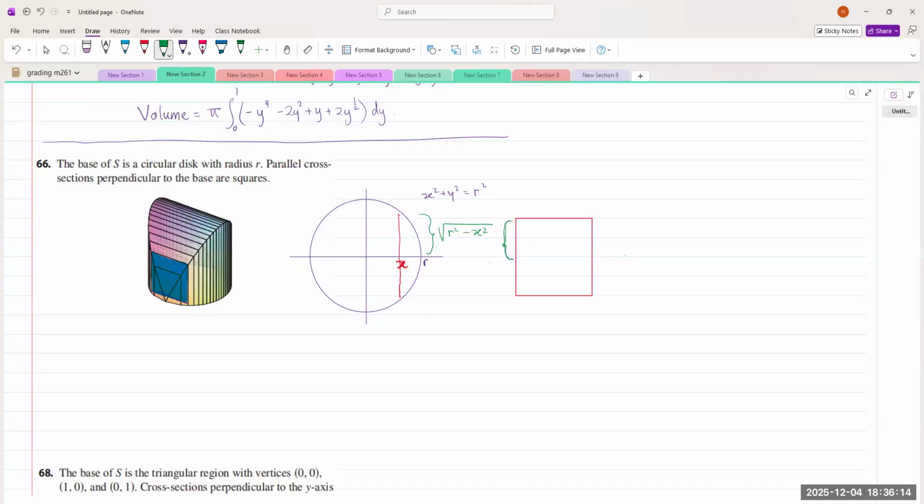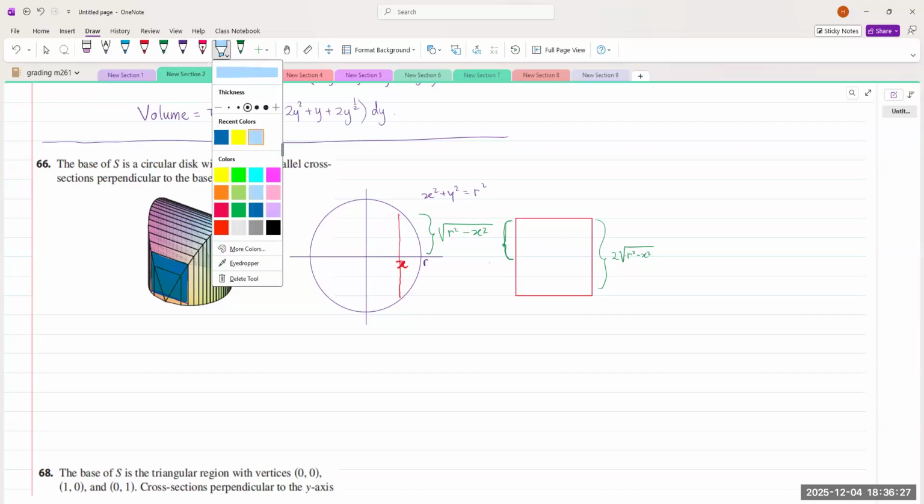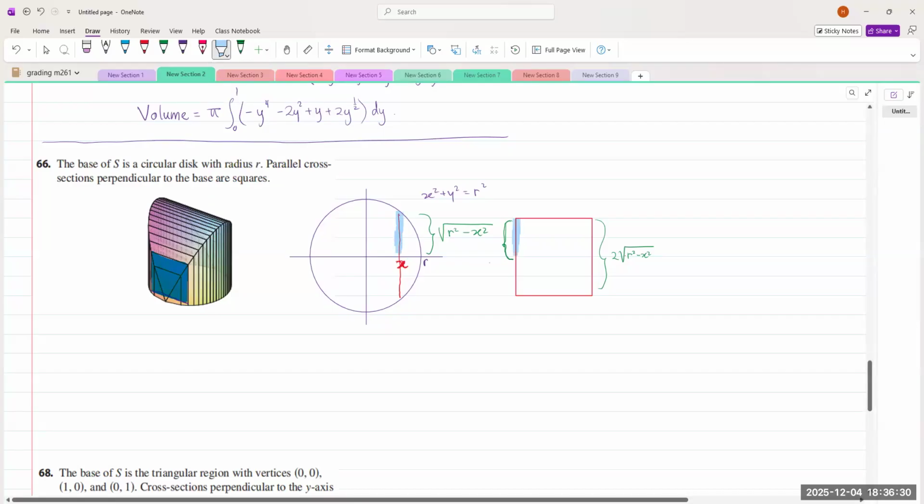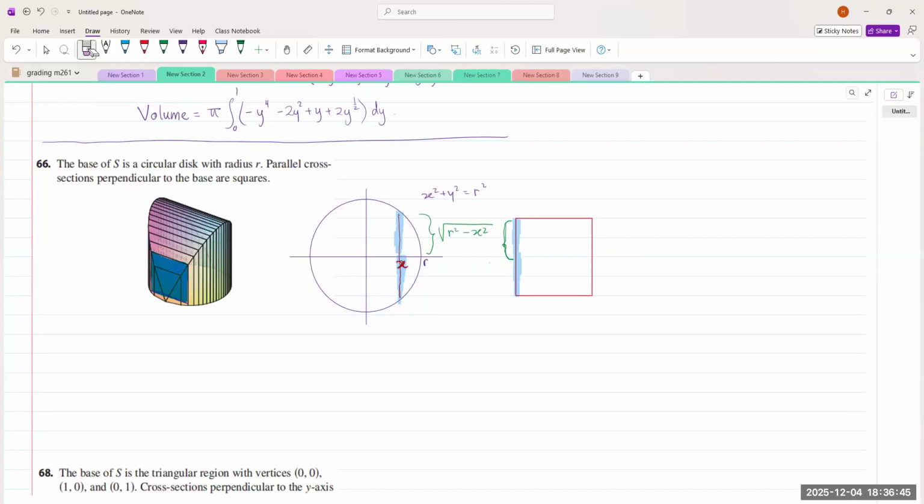So the full side will be twice of that, right? 2 times the square root of r squared minus x squared. Can you follow me? This section that we're talking about here is only half of the side. So if you want the full side of that square, then it has to be double that. So this is 2 square root of r squared minus x squared.